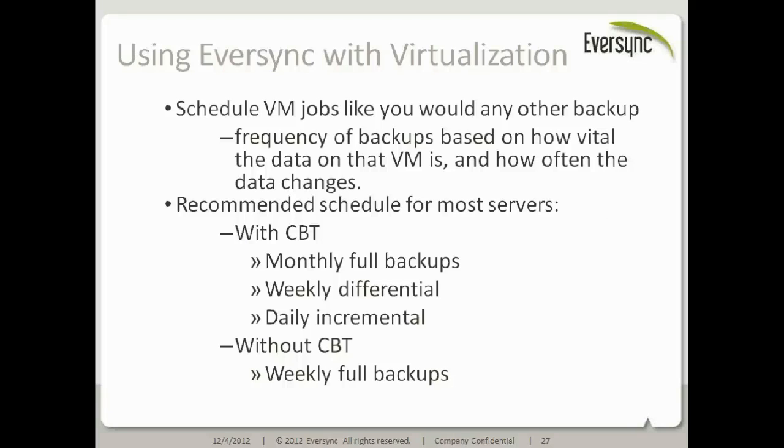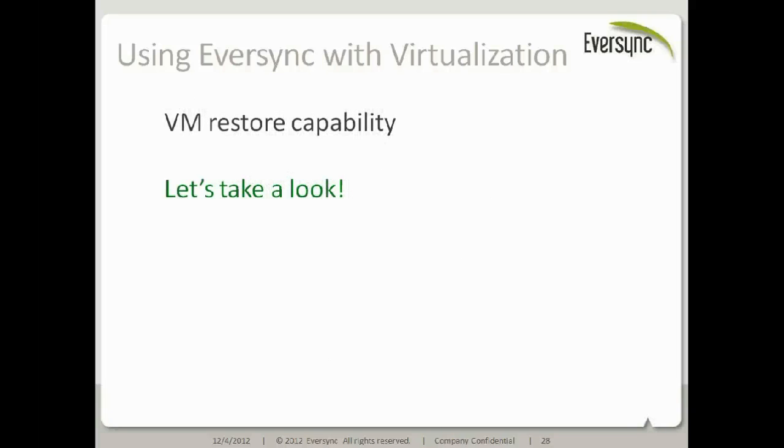So as far as scheduling your VM backups, the main consideration, just like with physical servers, is to consider how important it is, how old you can let it get before you need another backup. But the general recommendation we make is, if you're using the change block tracking, to get monthly fulls, weekly differentials, and daily incrementals. If you're on, say, ESX 5, or for some other reason are not using the change block tracking, we recommend a weekly full backup of the VM.